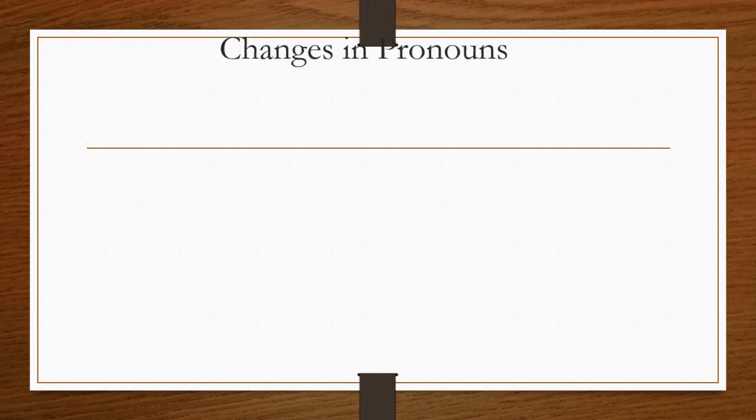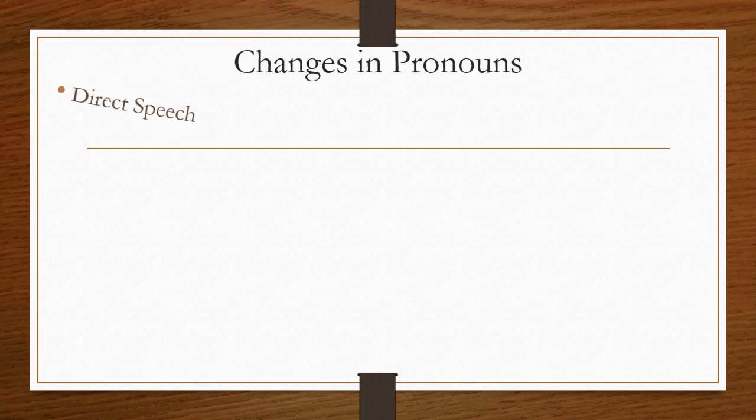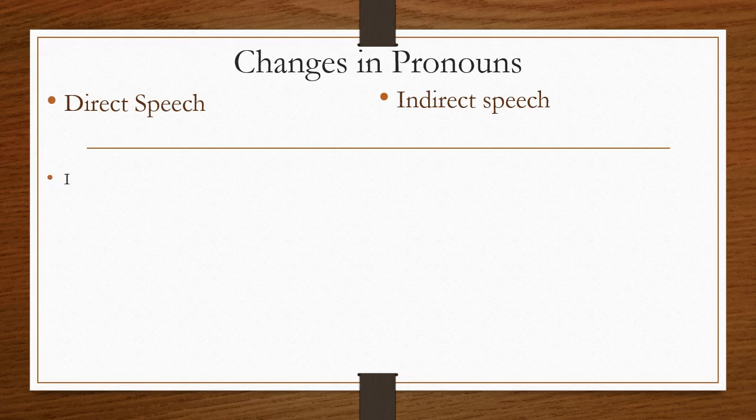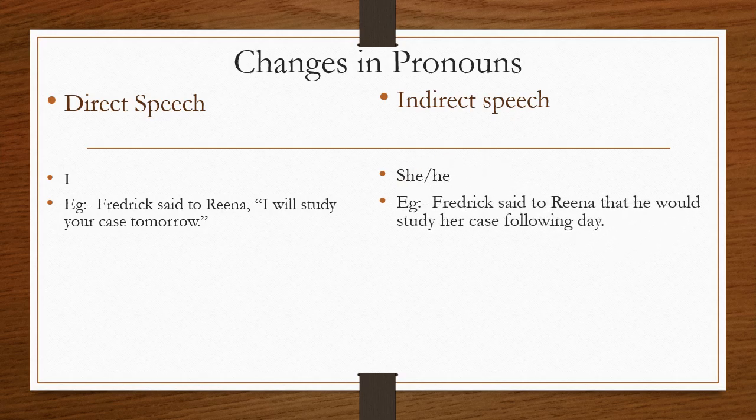Now let us see the changes in pronouns in direct speech and indirect speech. Example, I is changed to she or he. Frederick said to Rena, "I will study your case tomorrow." Here the reporting verb is said, so will changes to would, and I to he or she. Okay, let us see how. Frederick said to Rena that he would study her case the following day.